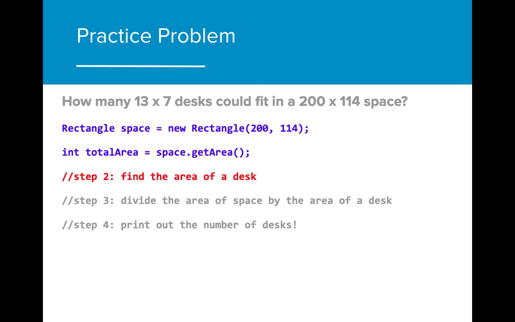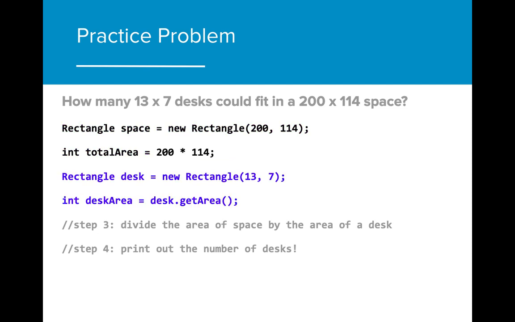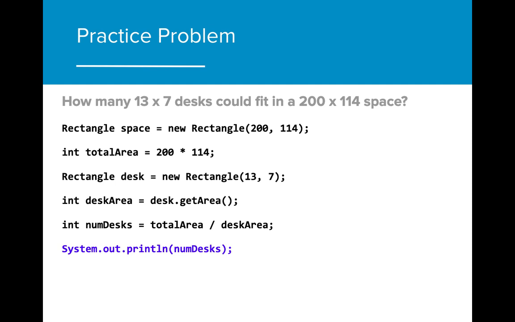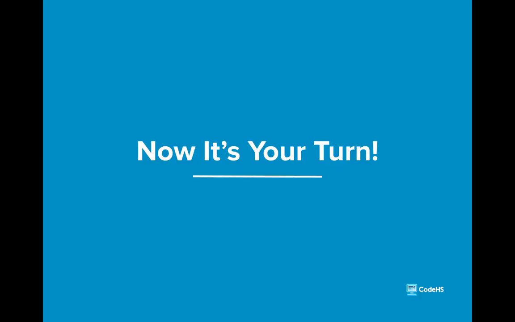Now we want to find the area of a desk, which we can do using the same commands we used to find the total area. We need to create a desk object with the parameters 13 and 7 and save the area of the desk in a variable. Next, we can find the total number of desks that we need by dividing the total area by the area of one desk. And to print out the final value, we use System.out.println. 250 desks can fit in that space. Now that you've learned how to call a non-void method, let's get some practice in the editor.